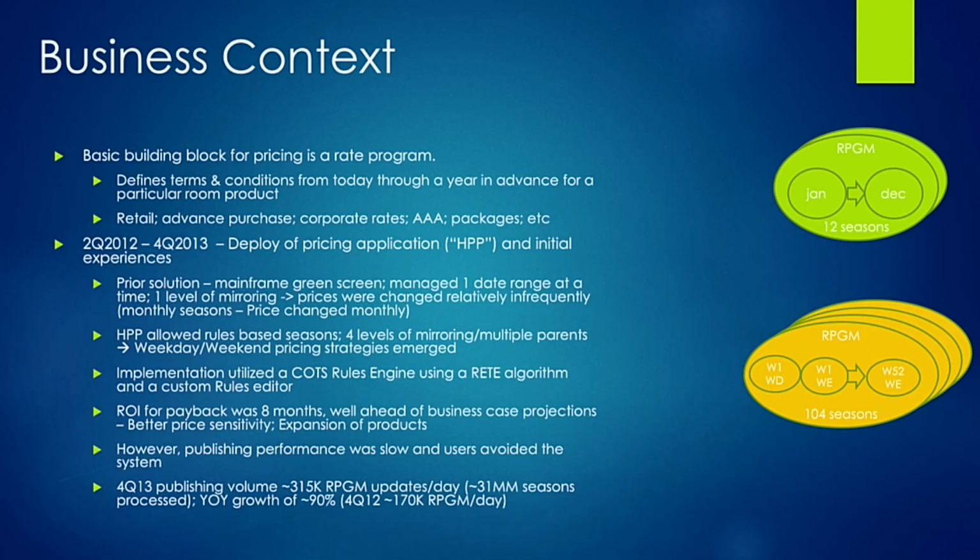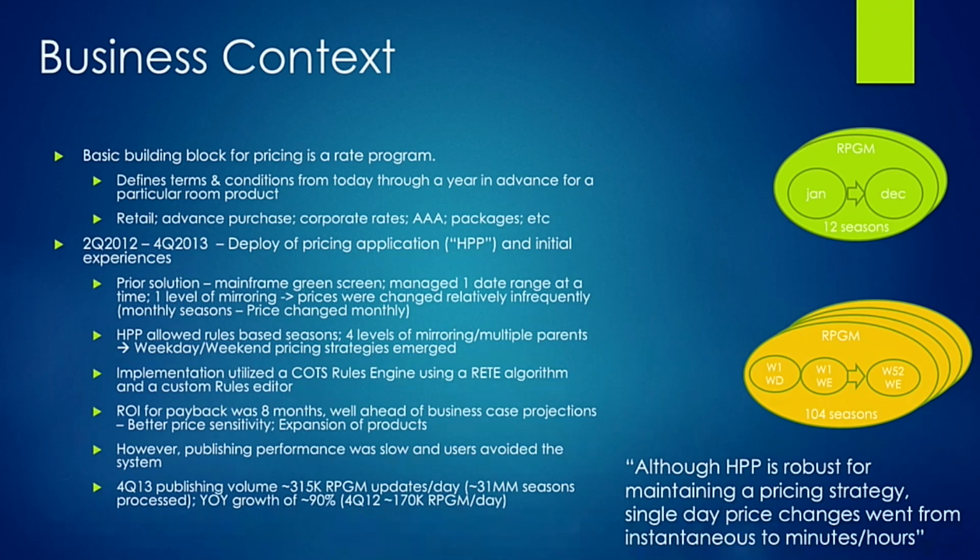The initial implementation used a commercial off-the-shelf rules engine, and it was using a Rete algorithm to be able to compute that, and we wrote a custom rules editor to be able to maintain the seasonality. It's robust for maintaining an overall pricing strategy. However, the publishing time was taking minutes, sometimes hours, for changes to be updated because of the complexity of the processing and also some inefficient things in the architecture that was causing this to take a very long time. If you were maintaining a strategy and you wanted to change your pricing for a year out, it was a very good system or tool to be able to do that.